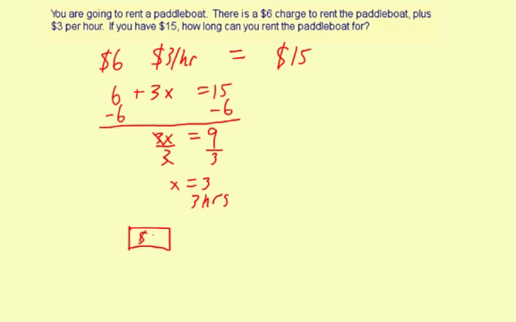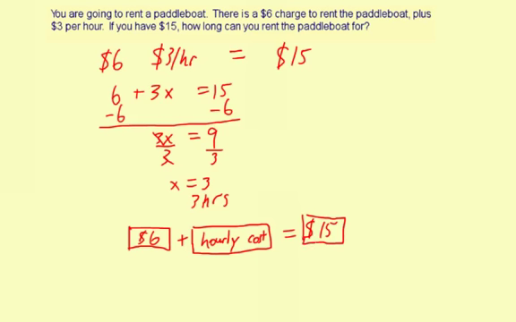So this first block is going to represent $6, and then this one is going to be the hourly cost. That's the part we don't know. So those two added together equals $15. We'll put a block for that too. Okay, so the $6 fee plus the hourly cost is going to equal $15.